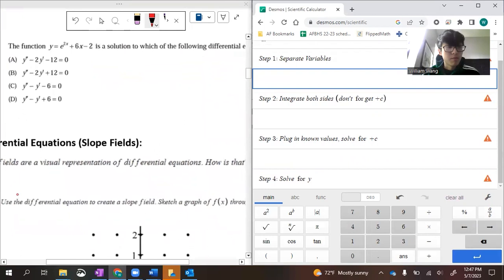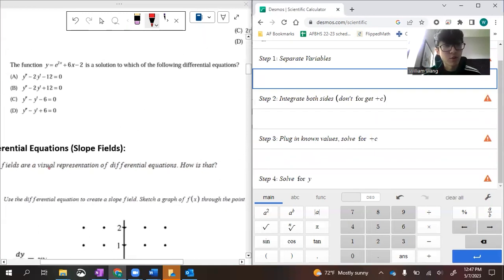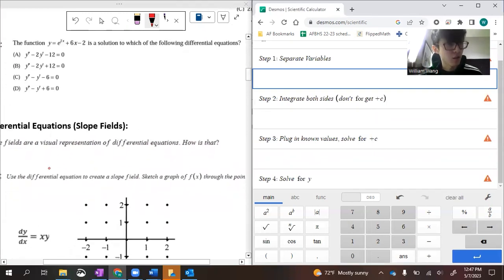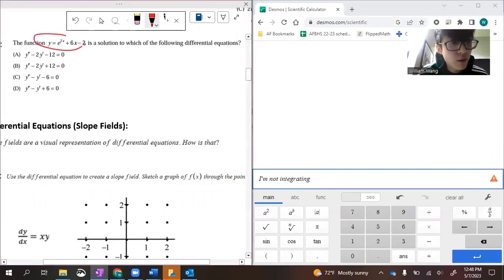Next problem. The function y equals e to the 2x plus 6x minus 12 is a solution for which of the following differential equations? This is a bit different than my other problems because here I'm not going backwards. I'm not integrating. I'm starting off with my original answer. That's already my particular solution. I want to see which one of the differential equations it fits.